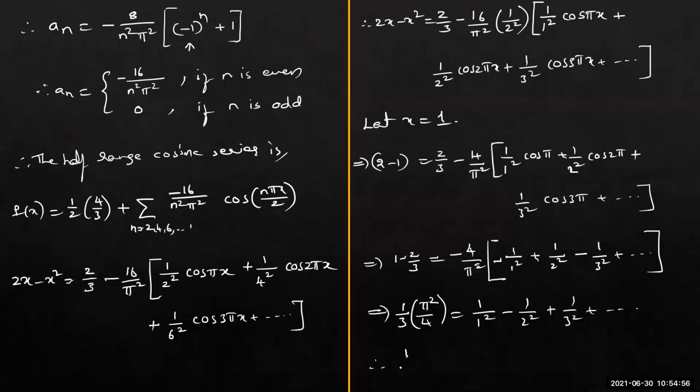Therefore, the final value: 1 by 1 square minus 1 by 2 square plus 1 by 3 square and so on. The sum of these terms is equal to, if you multiply this, pi square by 12. Right? That's the answer. And this is how we find the sum of this series after obtaining the cosine series.